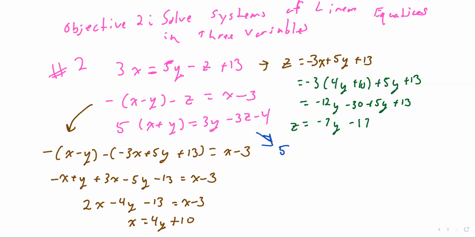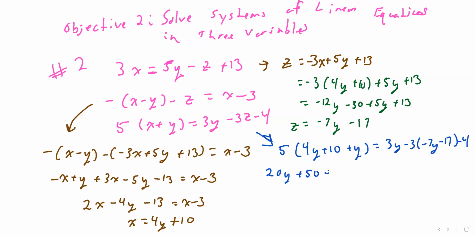All right, so this becomes 5. My x is going to be 4y plus 10 plus y equals 3y minus 3 times negative 7y minus 17 minus 4. And again, we did all of that work. So now I have an equation with nothing but y's, which I can solve. We still good? All right, so let's go through the process. So now I get 20y plus 50 plus 5y equals 3y plus 21y plus 51, 51 minus 4. Combine like terms and now I get 25y plus 50 equals 24y plus 47.